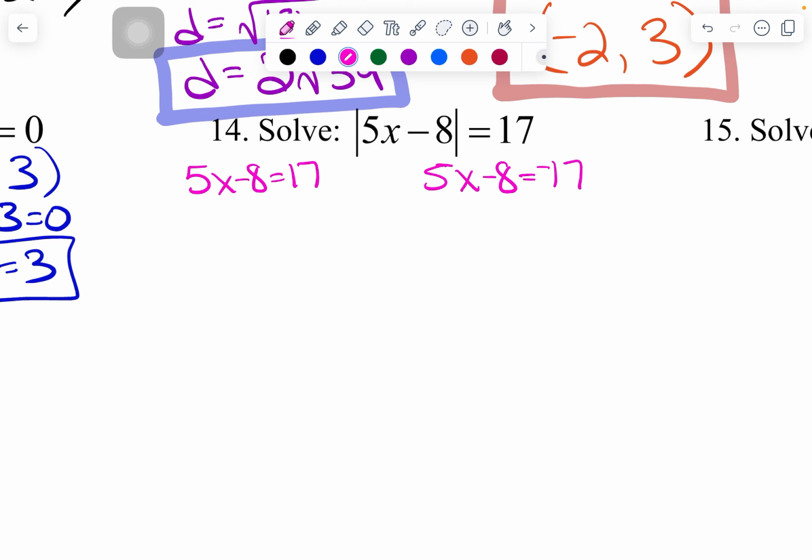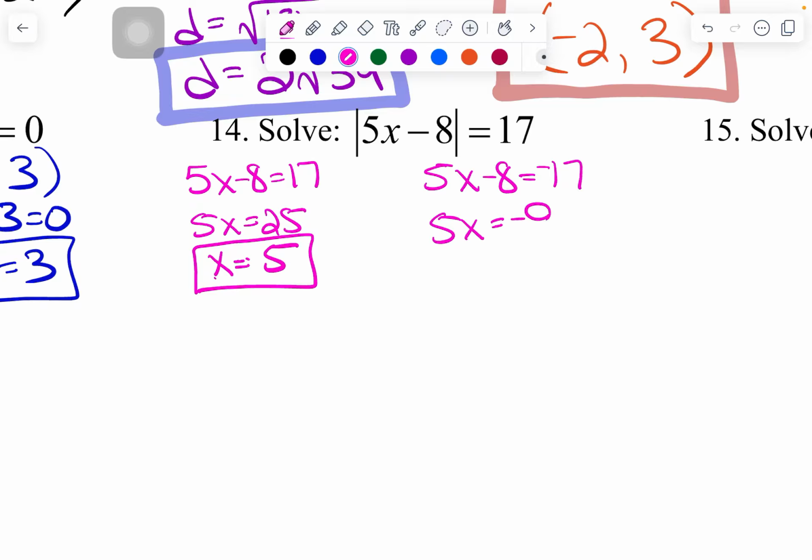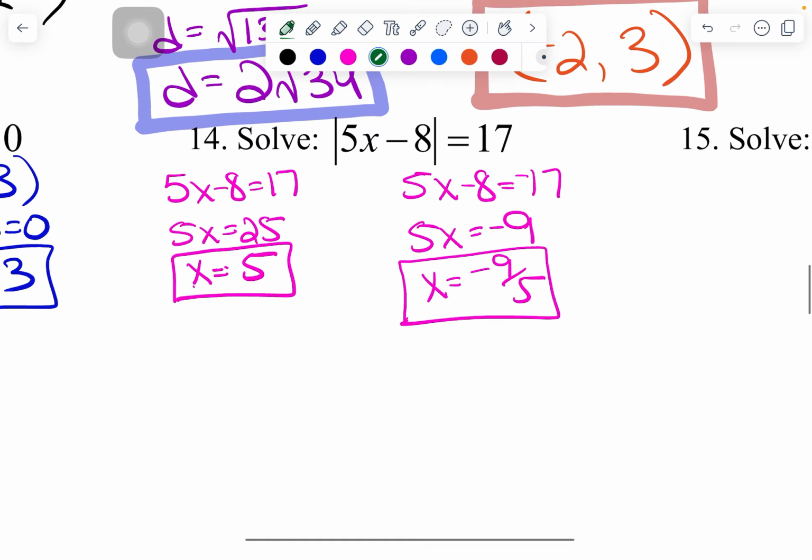All right, solving, I'm going to add 8 to both sides. So 5x equals 25. Divide by 5, that's going to get me x is equal to 5. That's one answer. Alternatively, I'm going to go ahead and add 8 to both sides. So 5x equals negative 9. Which makes x equal to negative 9/5. So there's my other answer there for number 14.